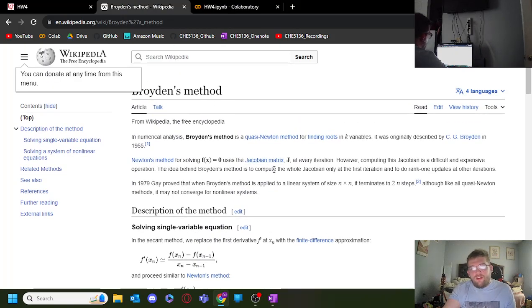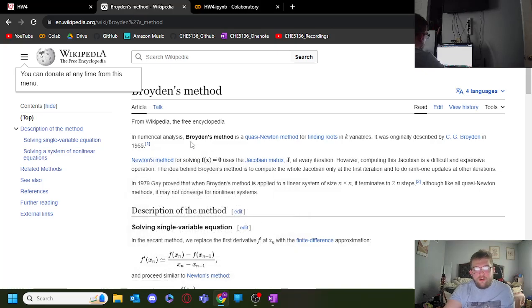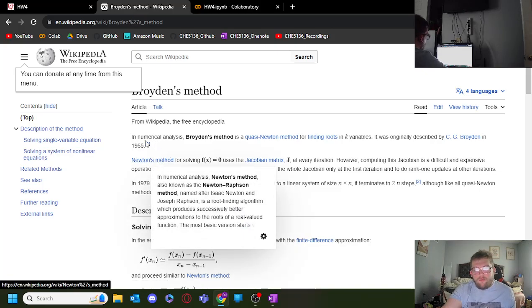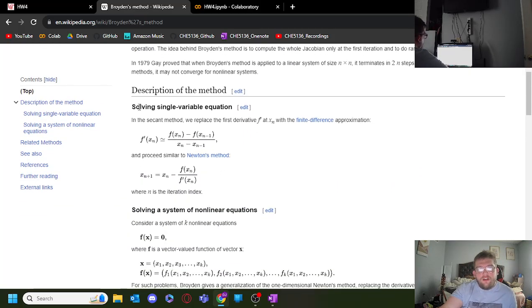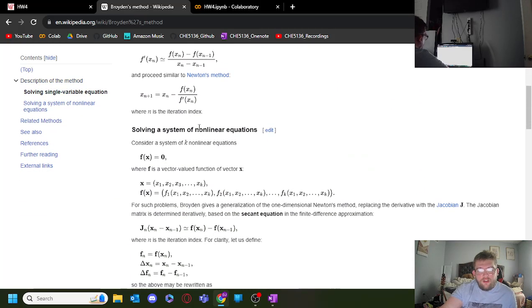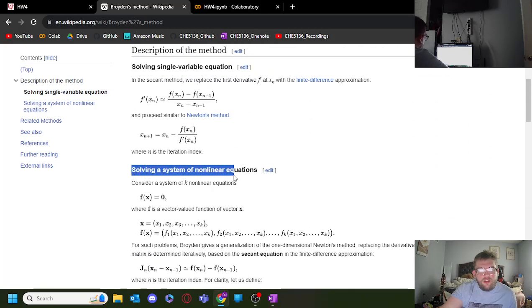And Broyden's method follows the same theory as Newton's method, which is used to find roots of a single-dimensional problem, finding where the x-intercept is, or where the function goes to 0. However, Broyden differs because instead of using a single variable, it solves a system.